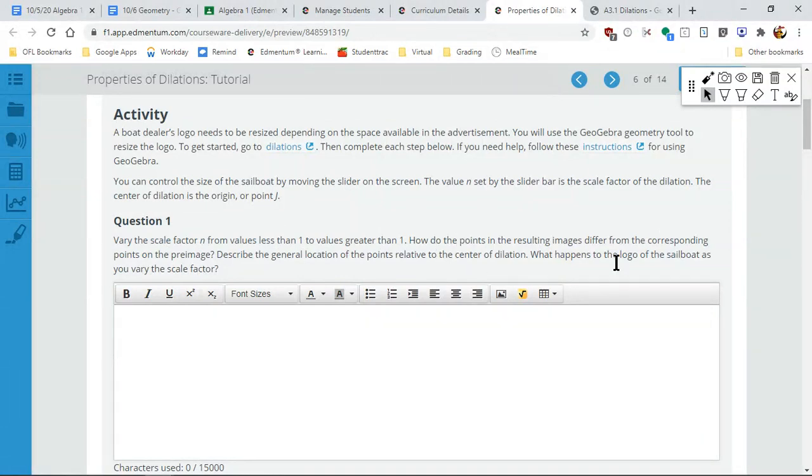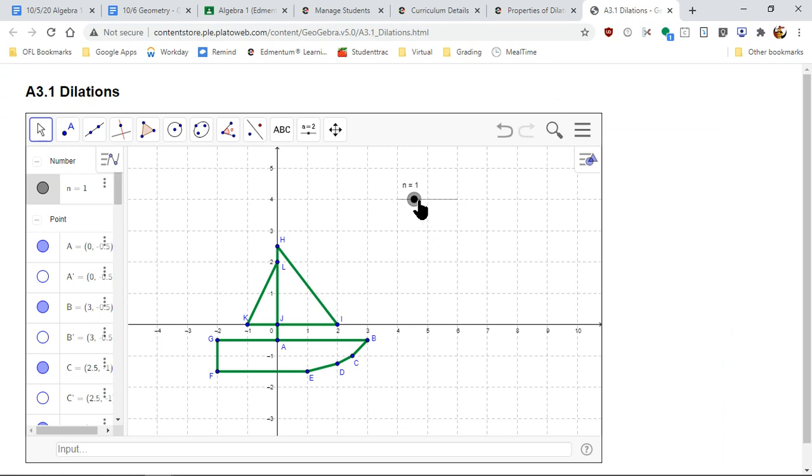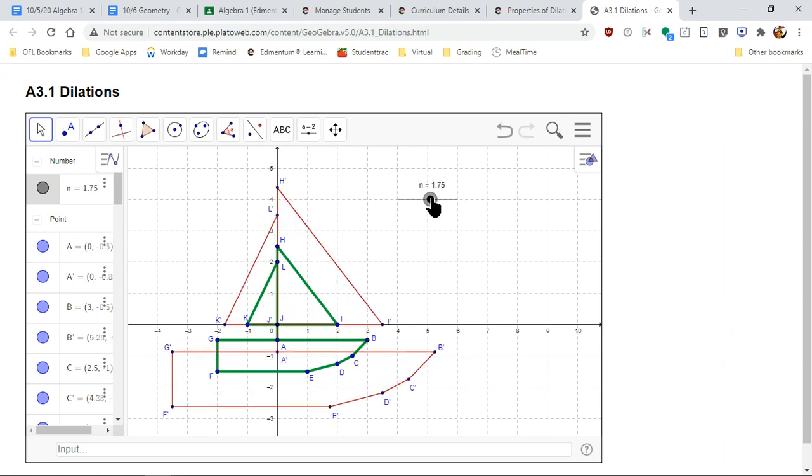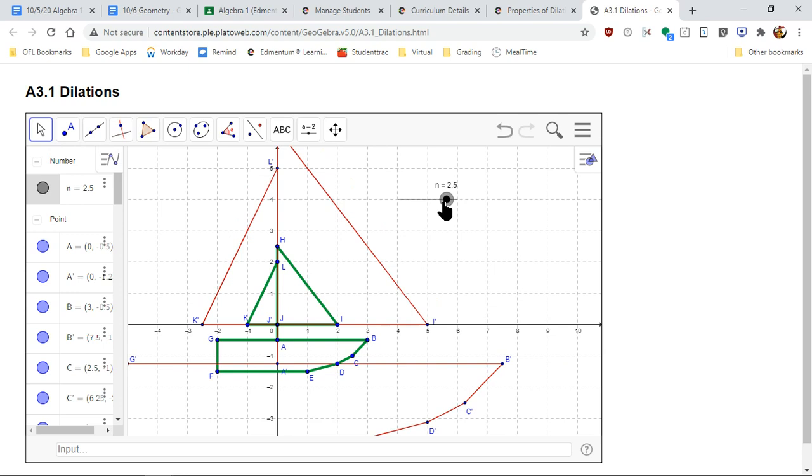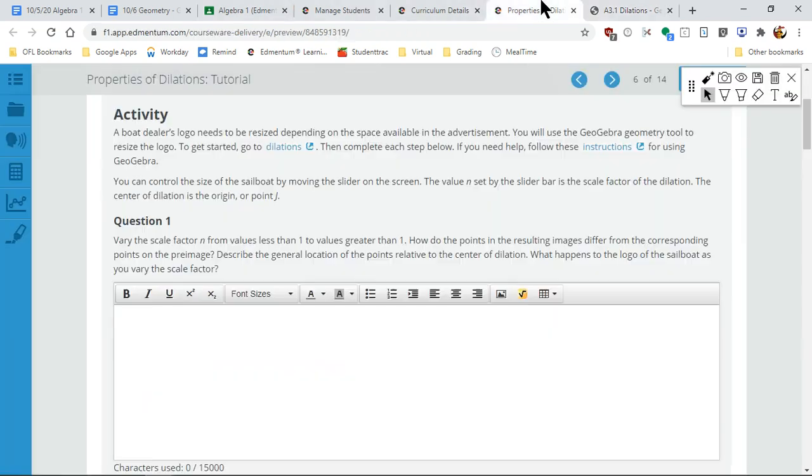How do the points differ? What happens to the logo of the sailboat as we increase the scale factor? So it wants us to do less than 1. If we do less than 1, we see that the boat gets smaller. If we do greater than 1, this scale factor right here, that makes it get bigger. So we're just going to say something like that.